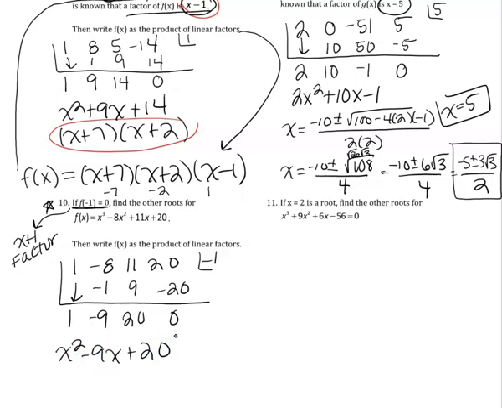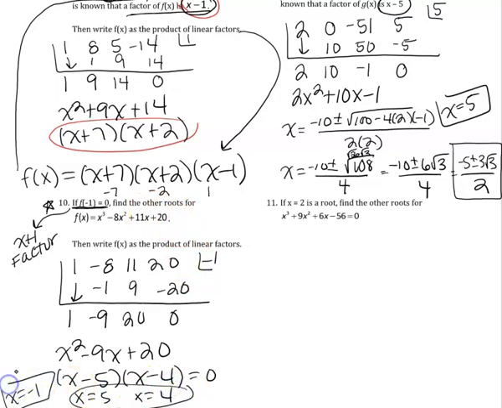Okay, factors of 20 that sum to negative 9 would be negative 5 and negative 4. So I'm getting roots of 5 and 4. So when it said find the other roots, these are my other roots. Remember, they told me x equals negative 1 basically is also a root. So those are my 3 roots, which makes sense for a degree 3 polynomial.